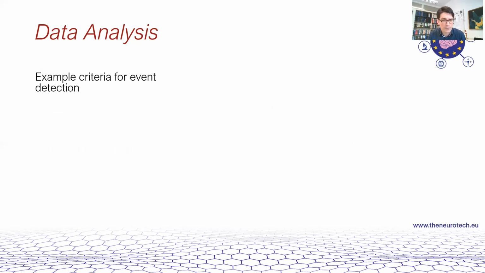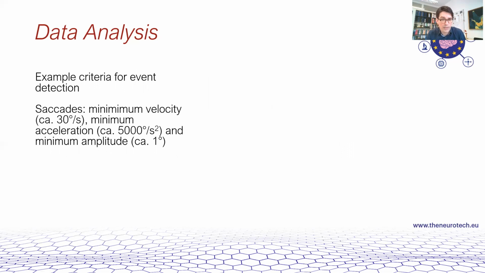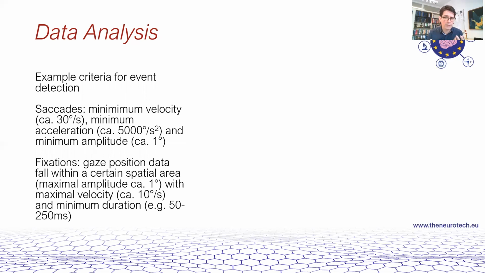To give some example criteria for event detection for saccades, these short, rapid eye movements, we typically apply a minimum velocity criterion of, let's say, about 30 degrees per second, a minimum acceleration criterion, and also typically a minimum amplitude criterion, let's say about 1 degree, to differentiate saccades from microsaccades, for example. Then, because saccades typically alternate with fixations, we want to be able to successfully separate saccades from fixations. For fixations, we would say these are segments where gaze position falls within a certain spatial area with a maximal amplitude of 1 degree. So we allow for some drift, but only minor drift and not major movements. And we also apply a maximal velocity criterion and perhaps a minimum duration.